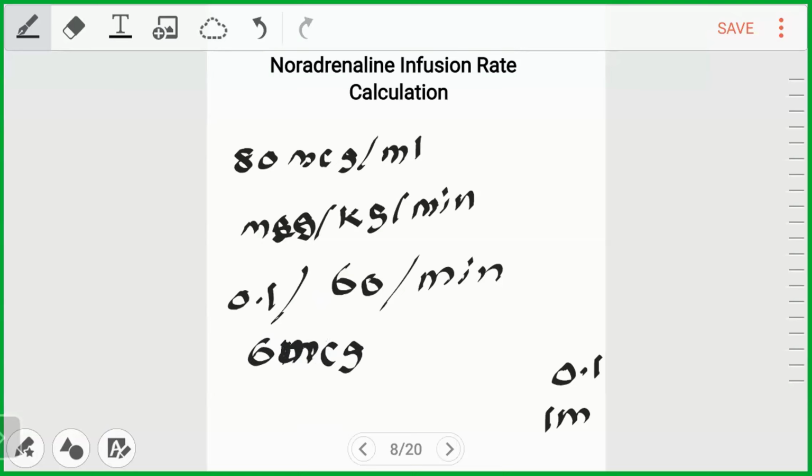Six microgram per minute, but we are unable to calculate it as per minute because we are giving these drugs using a syringe, most of the time a syringe pump. In the syringe pump, the machines work on an hourly basis, right? Therefore we calculate it for the hour, meaning 60 minutes, right? 360 microgram per hour.